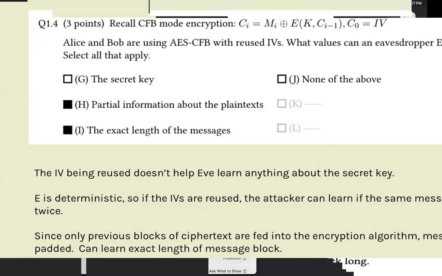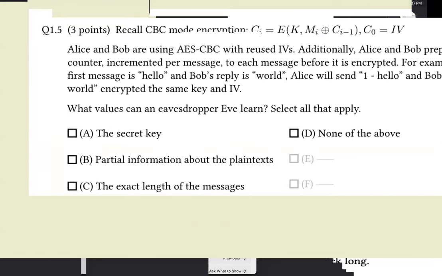If you put E outside of the message XOR, then you would not leak the exact length of messages, because your message XOR whatever would be fed into another encrypt block, which means that you cannot truncate the last few bits of it. You have to send it inside the whole block. So, I think that's part of the next question.